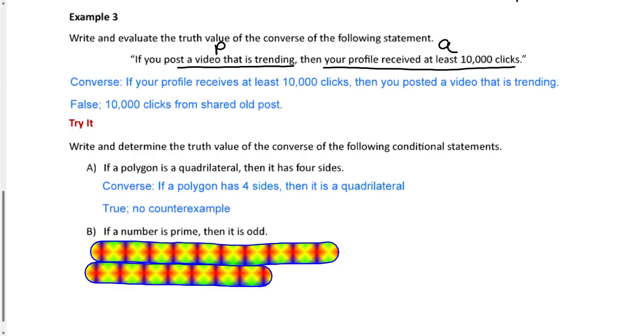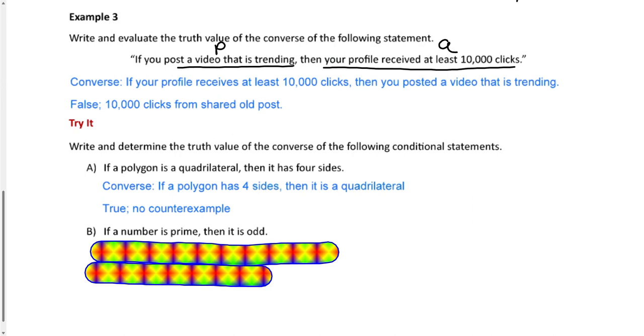I want to test its validity. That is going to be true, and I can't provide a counterexample because it's a true statement. If it's a polygon that has 4 sides, then it's a quadrilateral. That's the definition of quadrilateral. It has 4 sides. Quad meaning 4.